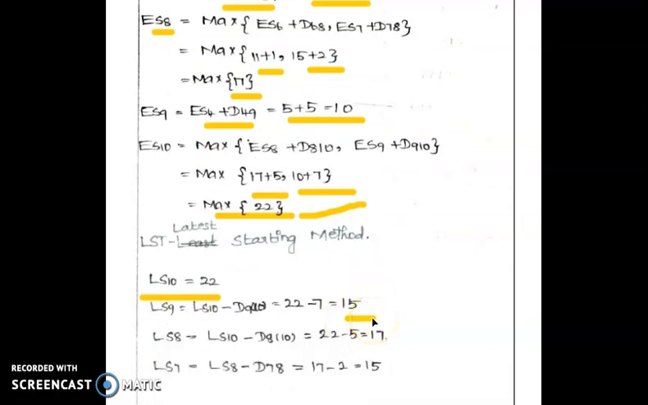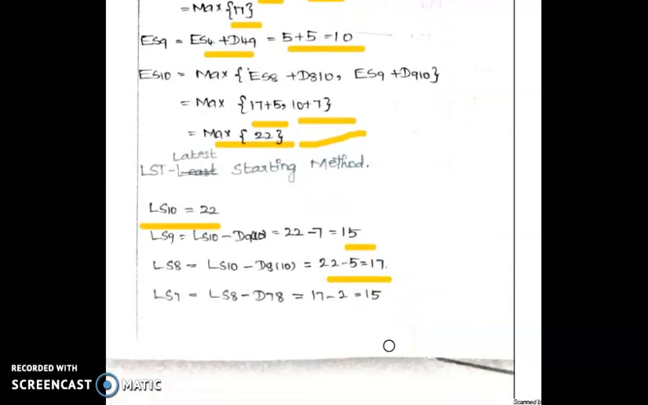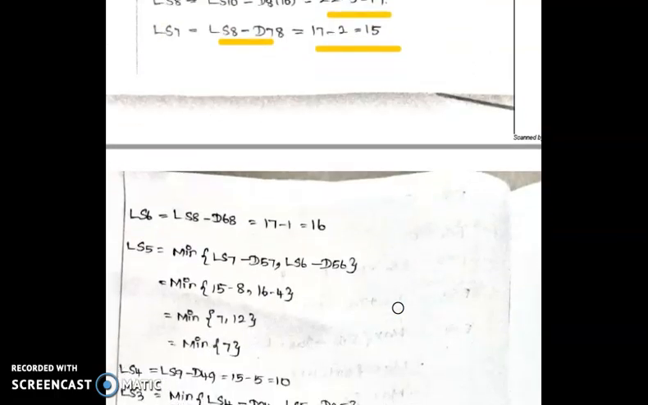Similarly, we have to go through LS8 equal to LS10 minus D8. The value will be 22 minus 5, 17. And LS7, the value will be LS8 minus D78, 17 minus 2, 15. And LS6 will be LS8 minus D68, 17 minus 6.